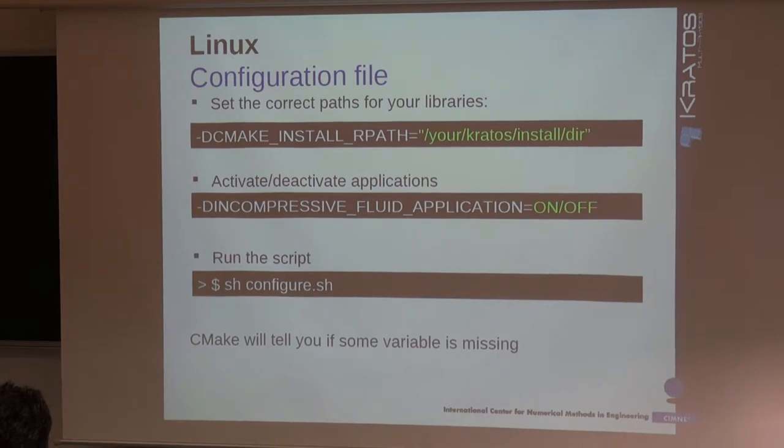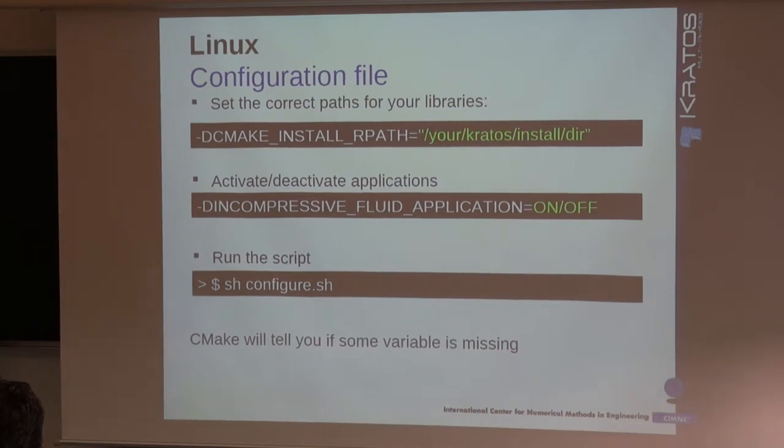So, for example, if we are installing Kratos in our home directory, we'll have to put here, for example, slash Carlos, which is my name, slash Kratos. That is where Kratos has been unloaded. You can also activate or deactivate applications to make the process faster. If you are going to work only with structural problems, you only need to activate the structural applications. As a guide, the most common applications are activated by default, and the more advanced ones are set to off by default, but you're free to turn all those applications on and off.